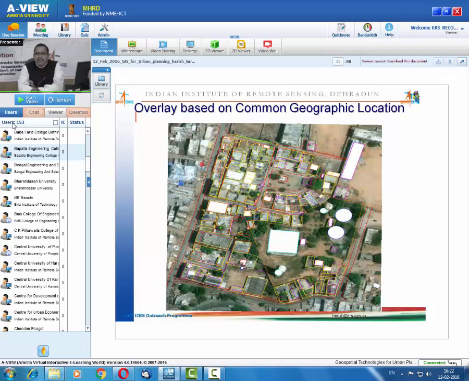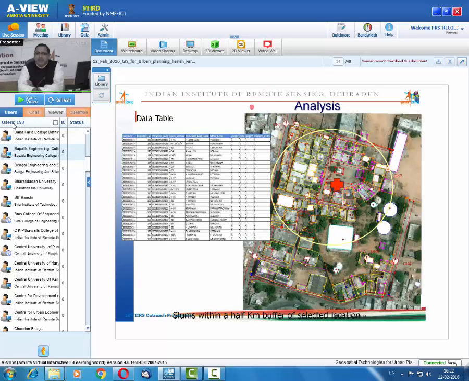So once it is done, I can overlay based on the common geographic locations. If these projection system, datums and SRS are not defined, it will not overlay in this way on top of the satellite image. You can see here the exact boundaries are now identified. So overlays are possible, and once the overlay is done, you can see here what you can do.